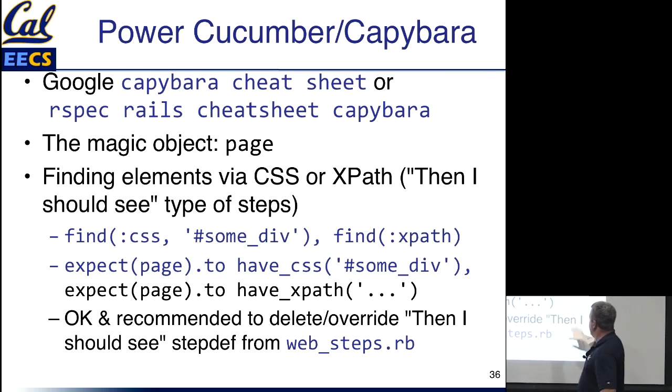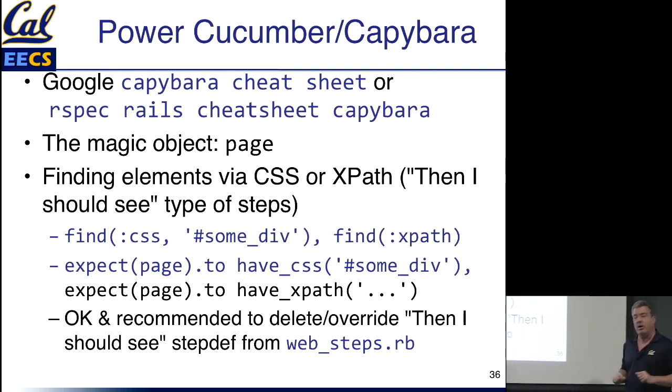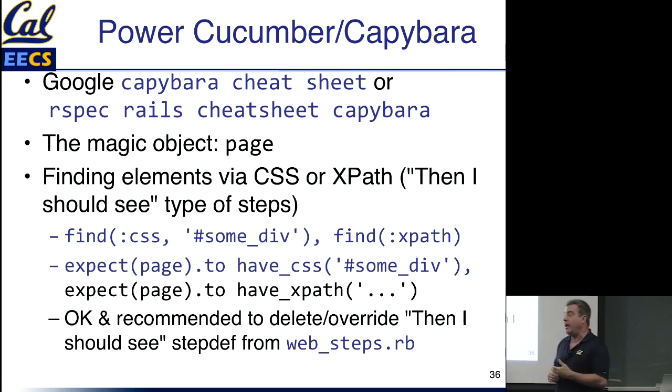In general, I know that in the early examples we had this step, "then I should see" some string on the page. As we mentioned earlier, it is really easy for that to give you false positives, because all it's doing is checking whether the string occurs anywhere on the page. It's not constraining it to a certain part of the page, or checking whether it occurs more than one time. So there's a reason that the gem that provides these things is called Cucumber Rails training wheels.